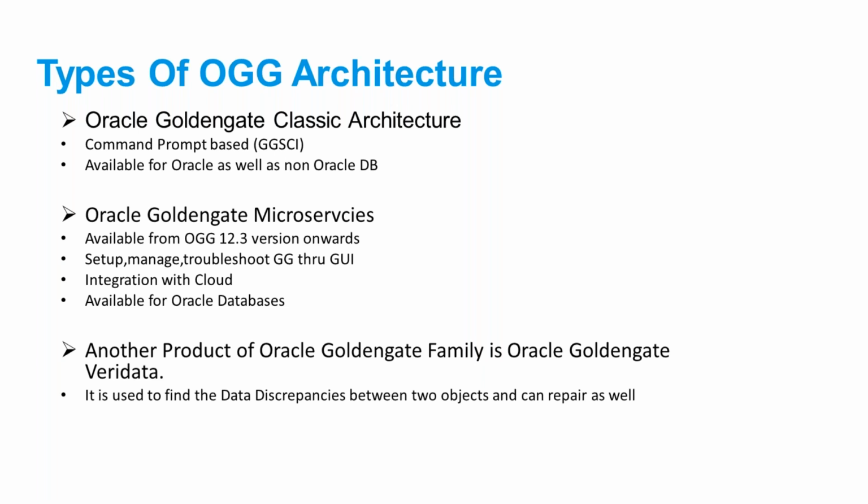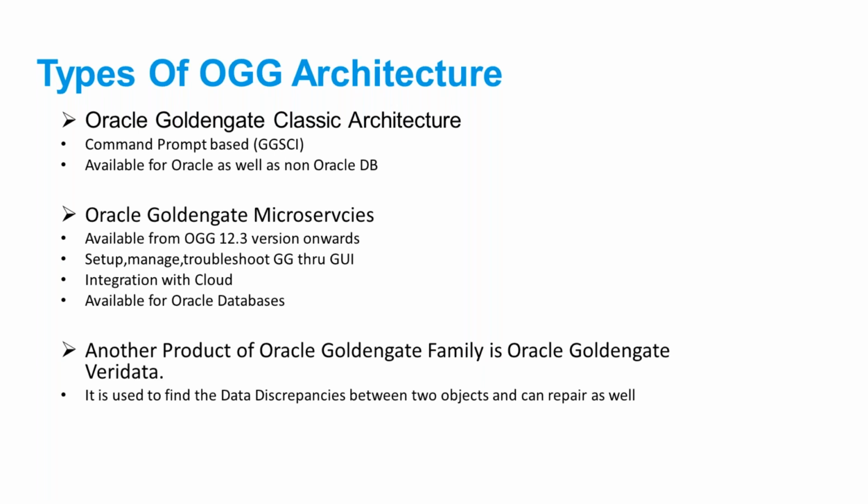From 2009 to 2017, there was only one way to configure Golden Gate, and that was through command prompt. I again repeat, from 2009 to 2017, there was only one way to configure Golden Gate, and that was through command prompt. And we used to call it Oracle Golden Gate.